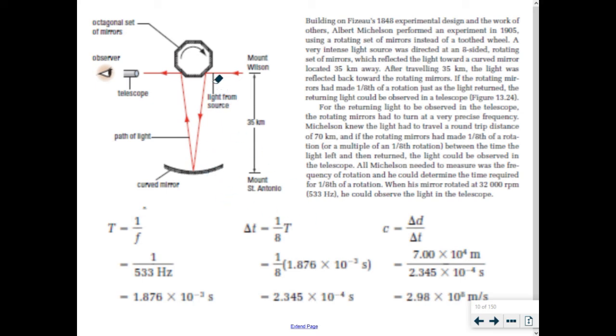So long story short, 35 kilometers times 2 gives you 70 kilometers. That's this number right here. 7 times 10 to the 4 was 70 kilometers. So he then knew light had traveled 70 kilometers there and back, and it did so in this amount of time, and therefore he calculated the speed of light.